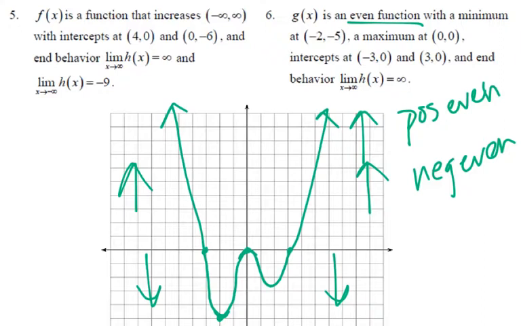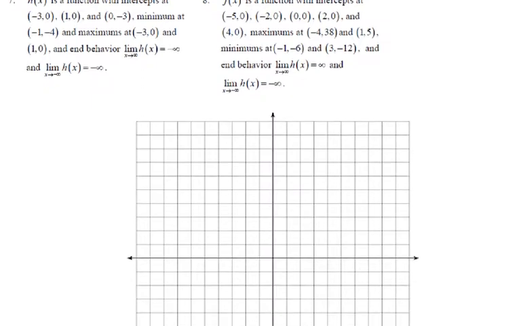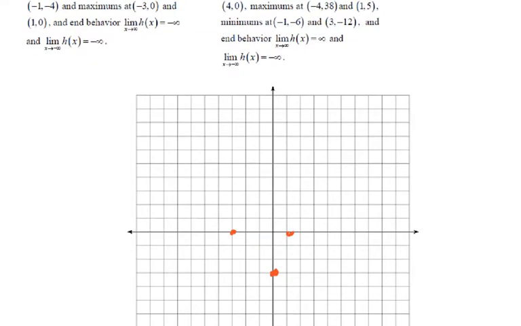Alright, 7 and 8. Last two. So h of x is a function with intercepts at negative 3, 0, 1, 0, and 0, negative 3, the y-intercept. Minimum at negative 1, negative 4, and maximums at negative 3, 0, so maximum, minimum, and 1, 0, maximum.